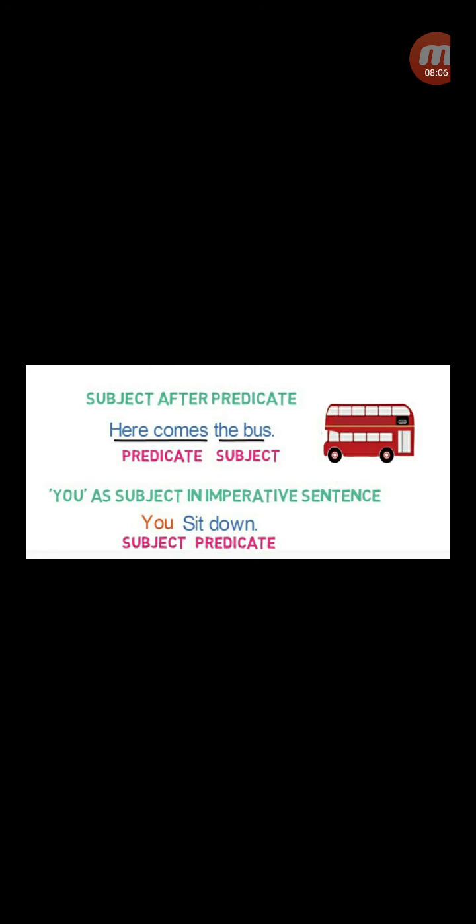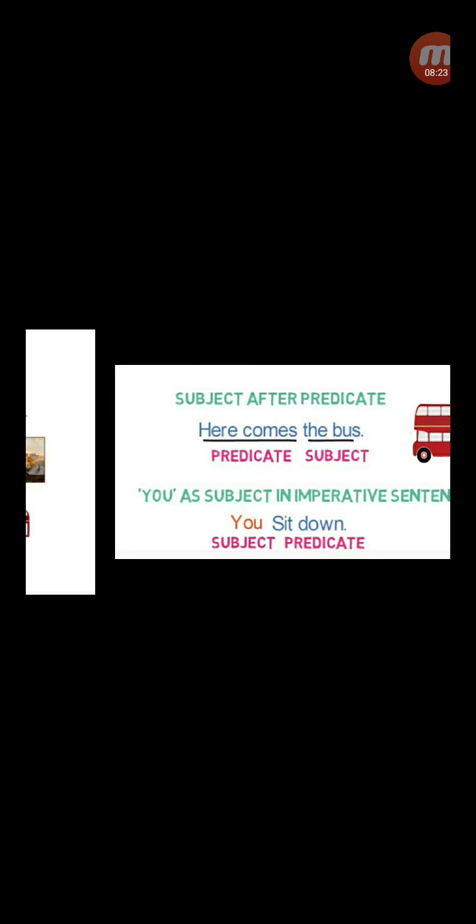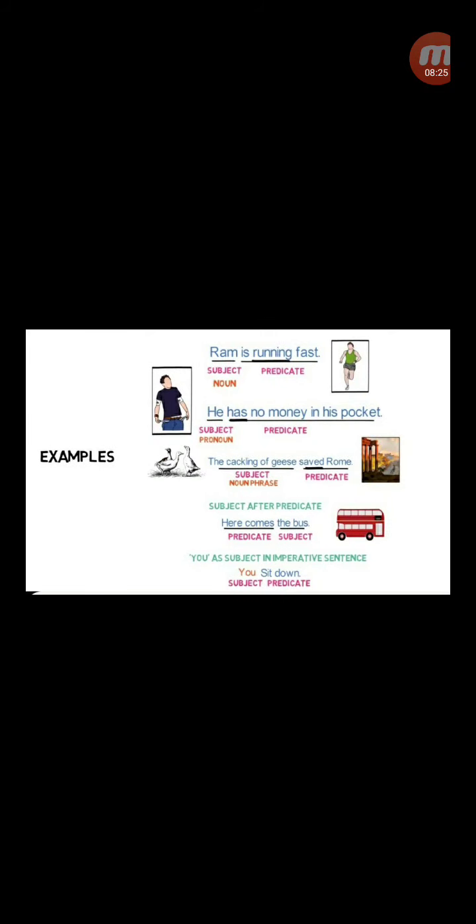Sit down is a predicate. Sometimes, in an imperative sentence, the subject "you" is hidden. We have to assume that there is a "you". It is used as an implied word by default, children.